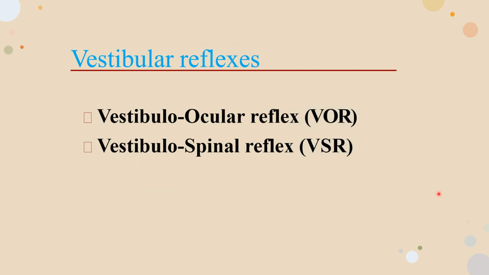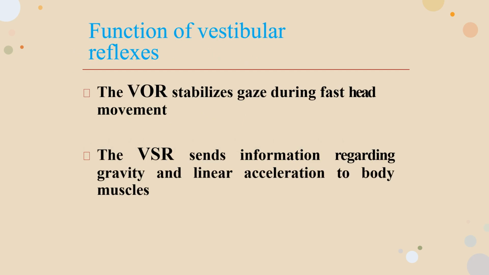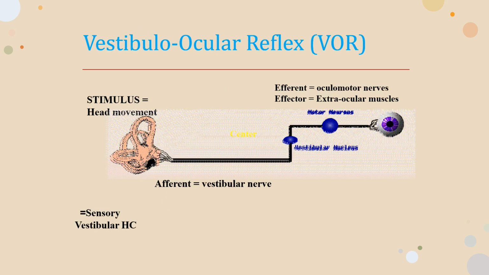And the vestibular reflexes: vestibulo-ocular and vestibulospinal reflexes. These are for equilibrium. The vestibulo-ocular reflex stabilizes gaze during fast head movement, and the vestibulospinal reflex sends information regarding gravity and linear acceleration to body muscles.